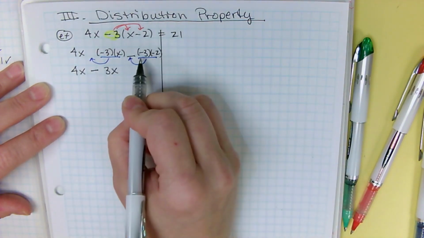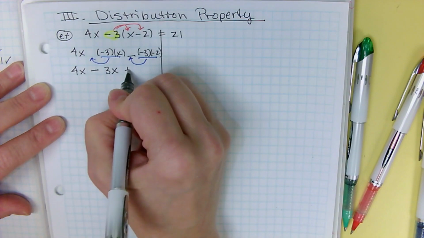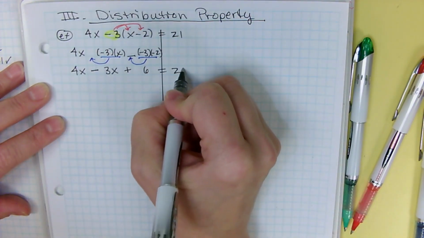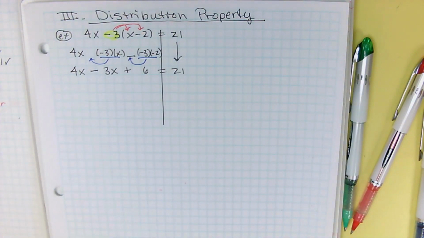Now do the second set. Negative times a negative is a positive. That goes in the middle. 3 times 2 is 6. And just bring your 21 down. So that is distribution property, one that you've already practiced.